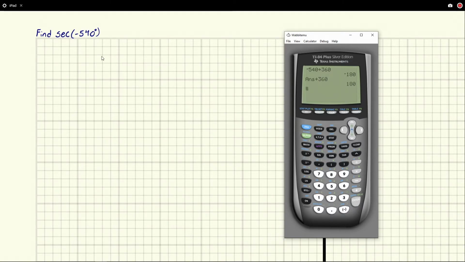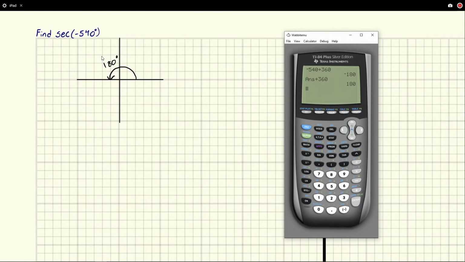If we were to have a graph, we know that 180 degrees corresponds to pi. We started here at 180 degrees, and this is the same thing as negative 540. It'll give the same result. So knowing this, we now need to know what happens to secant when we're here.